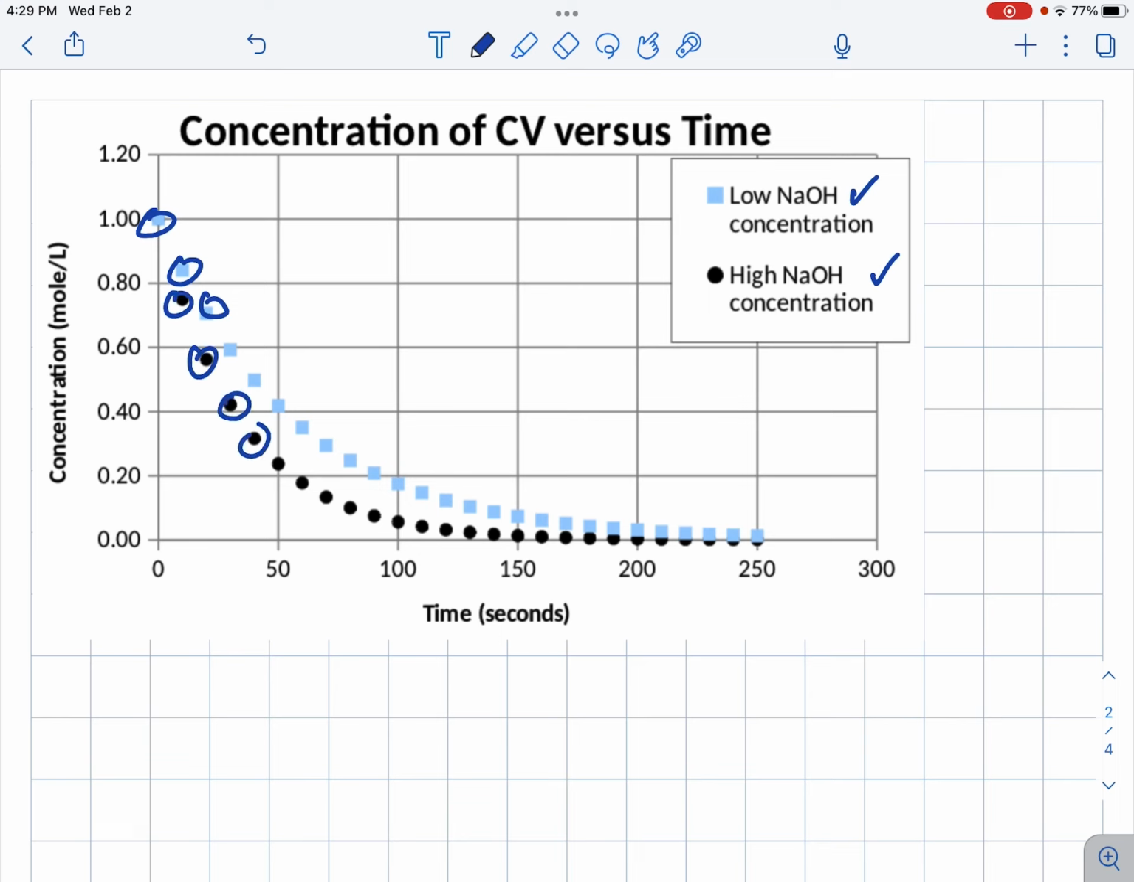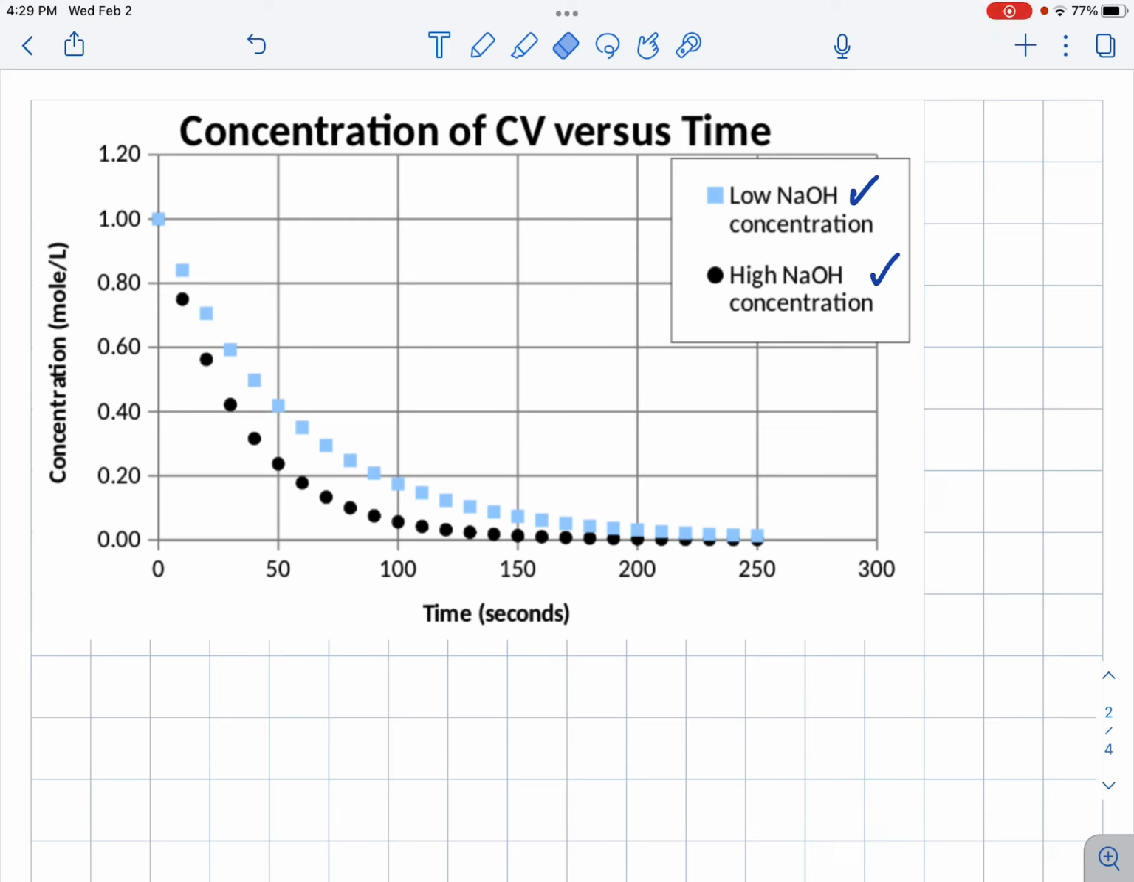And as you can see here, the low concentration goes down pretty slowly and the high concentration goes down much faster. So when this reaction happens, the crystal violet reacts with the sodium hydroxide. It goes from dark purple, as the name implies, to kind of a clear, a colorless solution. So this decreasing concentration here indicates that it's that crystal violet's getting used up by the sodium hydroxide. Okay, and it's happening faster for the high concentration than for the low concentration.